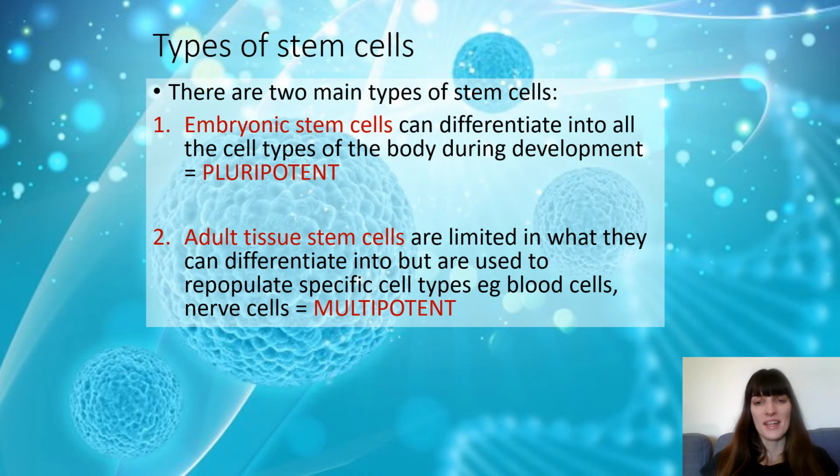There are two main types of stem cells: embryonic stem cells, which can differentiate into all the cell types of the body during development, which we call pluripotent, and adult stem cells, which are limited in what they can differentiate into, but are used to repopulate specific cell types, for example, blood cells or nerve cells, and we call those multipotent. Adult stem cells can only make the same type of cell. For example, muscle stem cells make more specialized muscle cells, and so on.